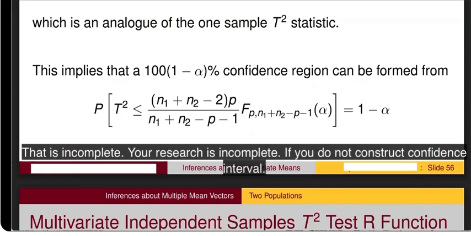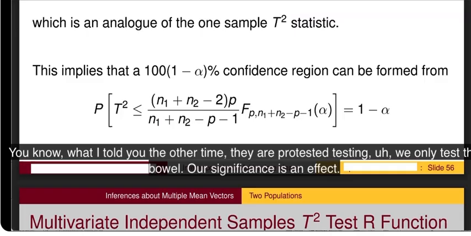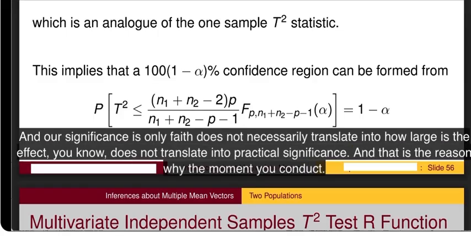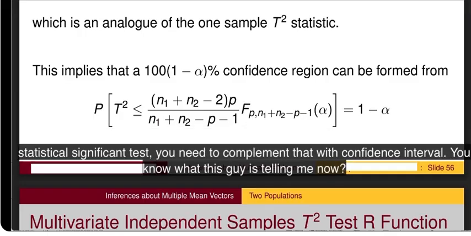Your research is incomplete if you do not construct a confidence interval. Just like what I told you the other time, in hypothesis testing we only test how significant an effect is, and how significant an effect is does not necessarily translate into how large the effect is, or into practical significance. That is the reason why the moment you conduct statistical significance tests, you need to complement that with a confidence interval.